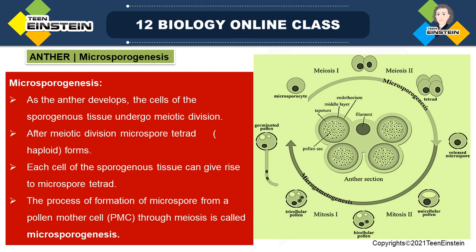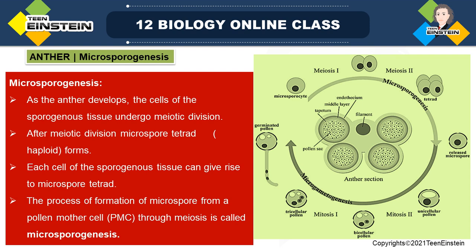These cells undergo meiotic division, and they will form microspore tetrads. You can see here in microsporogenesis, the sporogenous cells undergo meiotic division and form microspore tetrads. So the formation of pollen grains from the pollen mother cell by meiosis is called microsporogenesis.